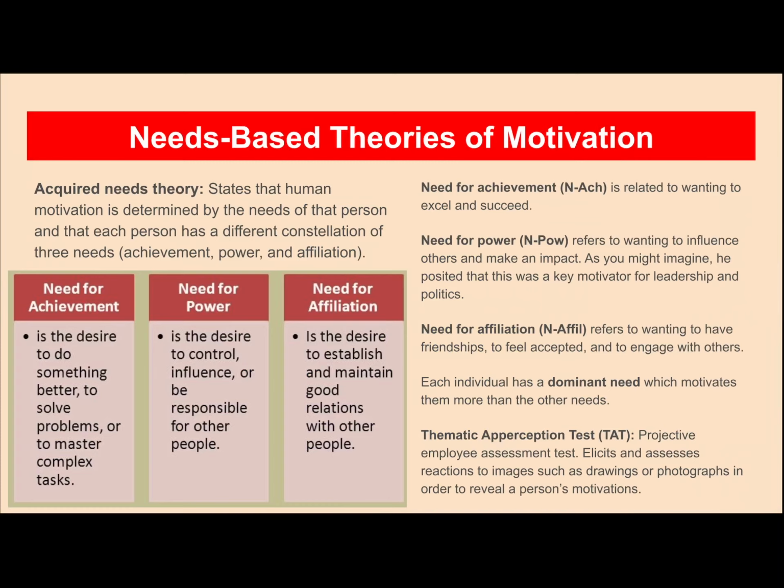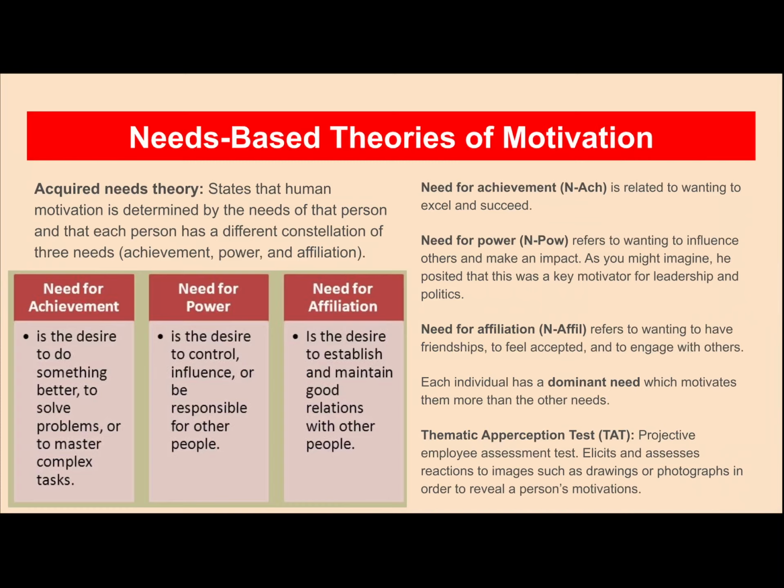And the theory basically says that we're going to act differently and be motivated differently depending on our need. We're motivated by those needs, but not like Maslow's needs, saying we need food and air and security. It's needs for achievement, power, or affiliation.